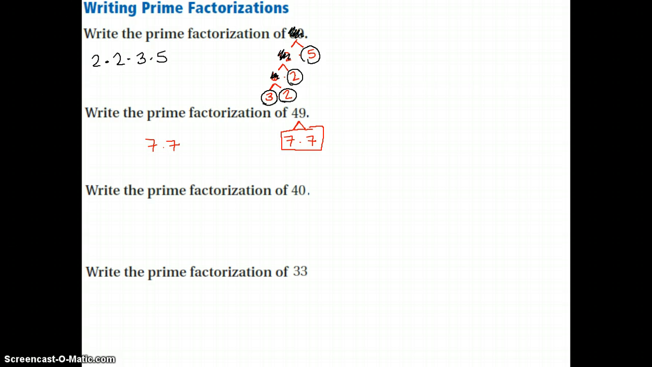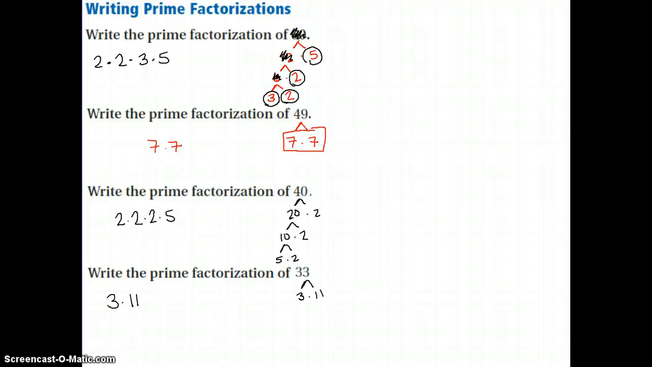Go ahead and pause the video and take a second to try the next 2 on your own. For the prime factorization of 40, you should have 2 times 2 times 2 times 5. And for the prime factorization of 33, you should have 3 times 11. Now please remember to write your factors in order from the smallest to the greatest.